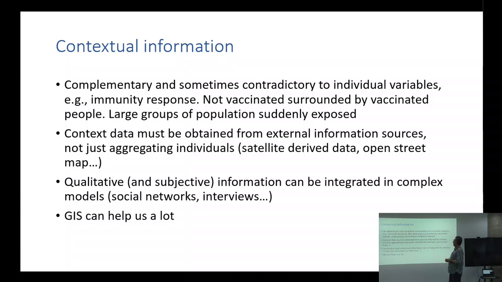And context data must be obtained from external information sources, not just aggregating individual data. And this contextual information can also be qualitative, even subjective, based on subjective information to complement these complex models, using social networks, information, interviews, etc. And finally, GIS can help us a lot trying to make a kind of order in this mess. Thank you.